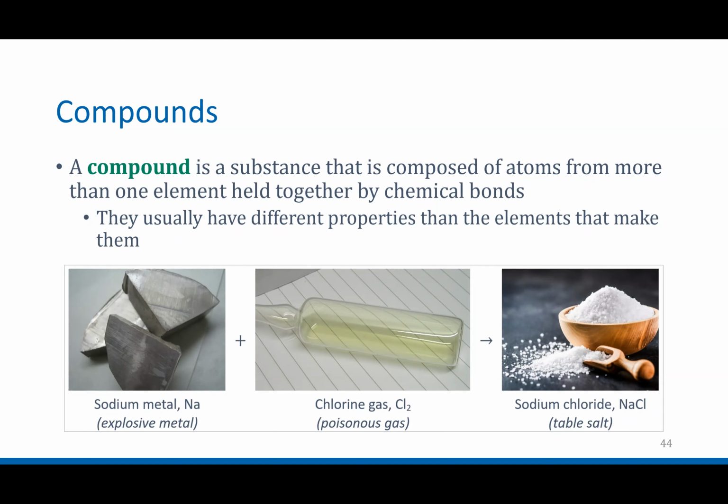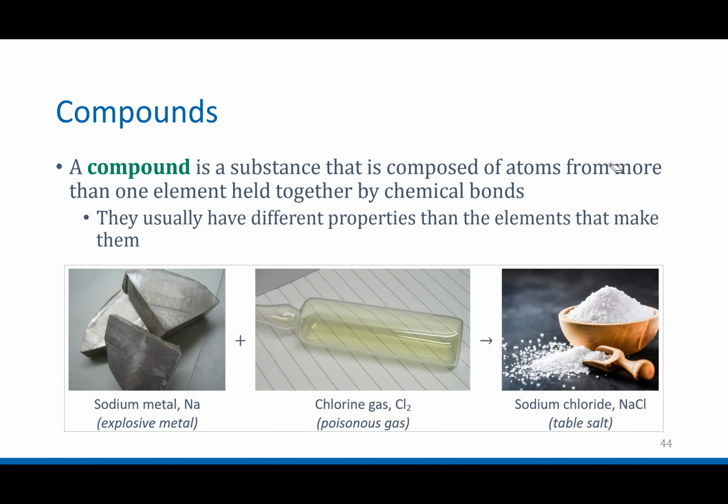And when you have 2 or more elements held together by chemical bonds, we'll talk about chemical bonding later. I think maybe in chapter 4 or 5. Maybe 3, but we'll talk about bonding in a month or so. But just know that if you have 2 different elements that are attached to each other, they make what's called a compound. And my most favorite example of this in the world is the one on the bottom.